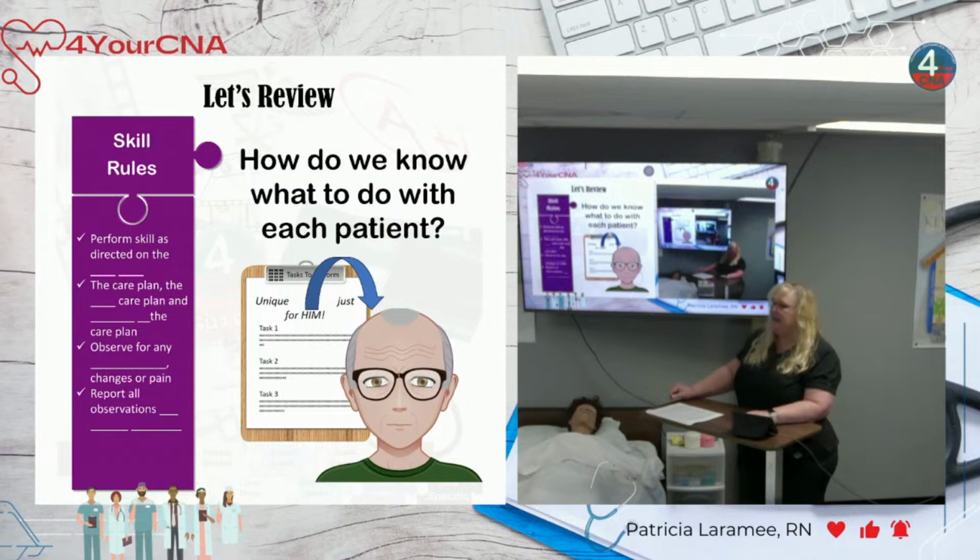And that means anything you see or hear or feel or smell, anything that just makes you stop and go, hmm. What do we do with those observations? Report them to the nurse. Do we make decisions based on those observations? No. Okay, good.